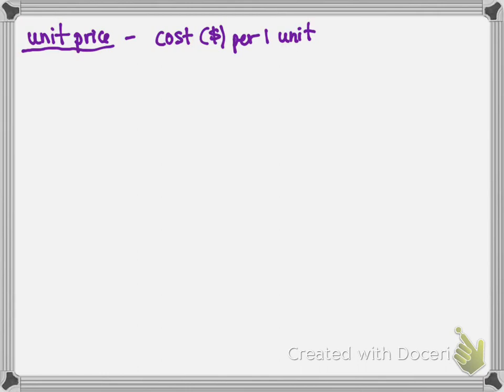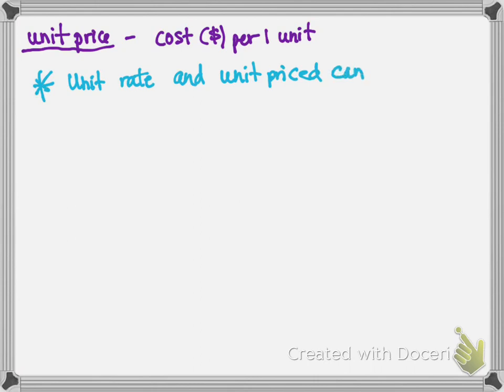Okay, and last thing before we go into our examples, unit rate and unit price can be solved using division. And that kind of makes sense because we've got a fraction, and a fraction bar just means to divide.